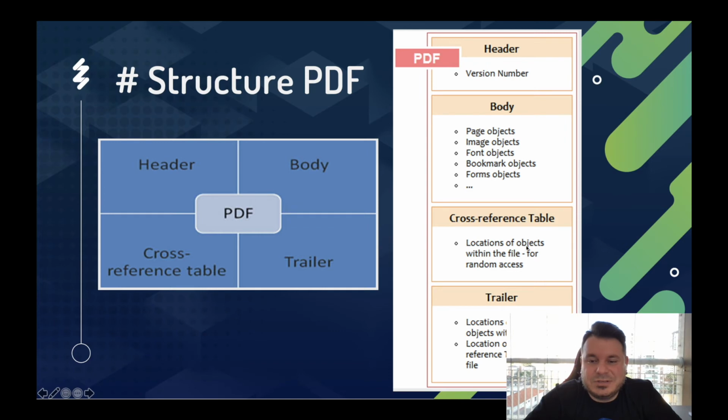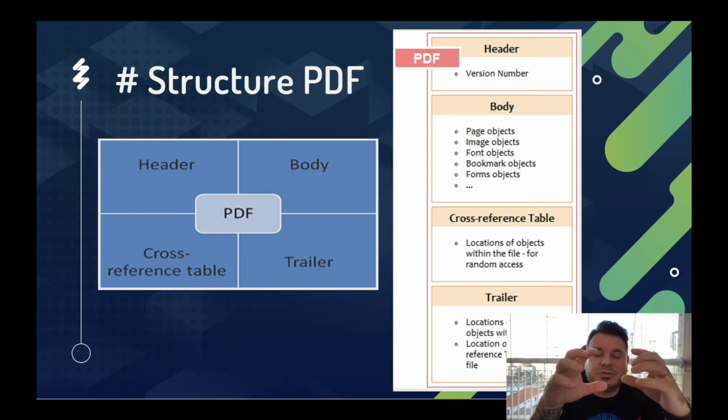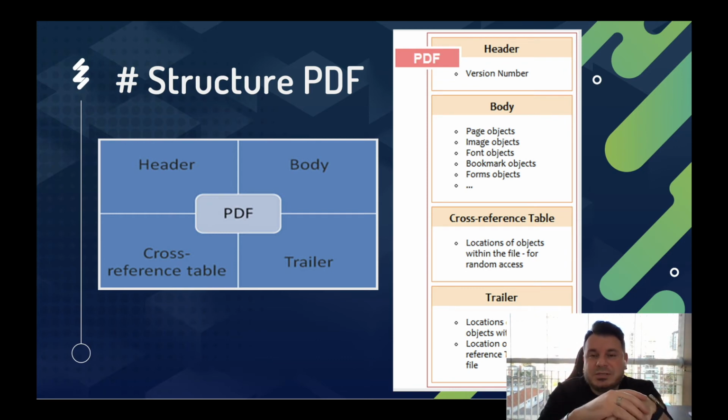The cross-reference table is very interesting because you have the locations of the objects within the file for random access, right? So the location of certain objects within the body and the location of the cross-reference table in the file. It means all those entries in the cross-reference table are referenced in another object. For example, let's suppose you have 20 objects inside. Many of these objects are referenced by themselves, right? In this way, right?